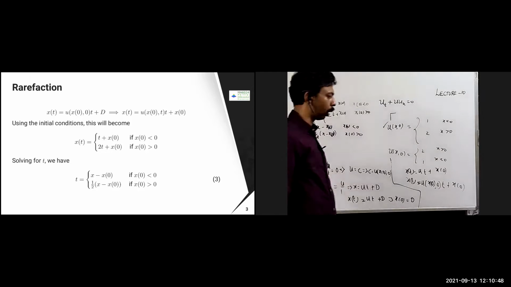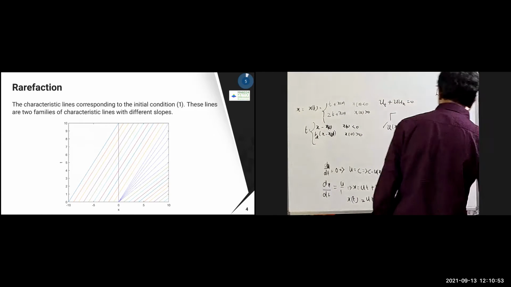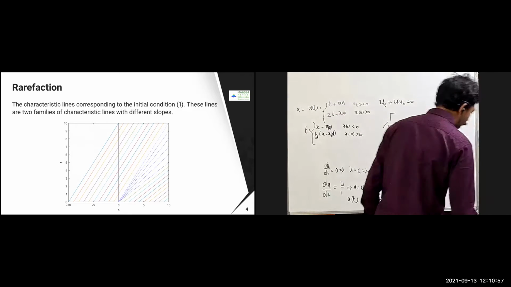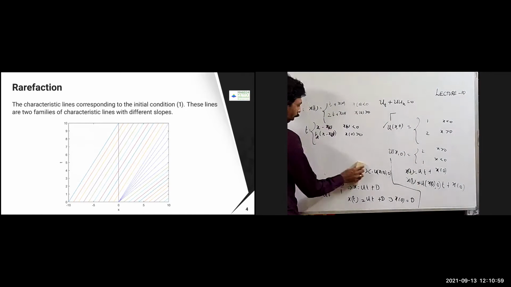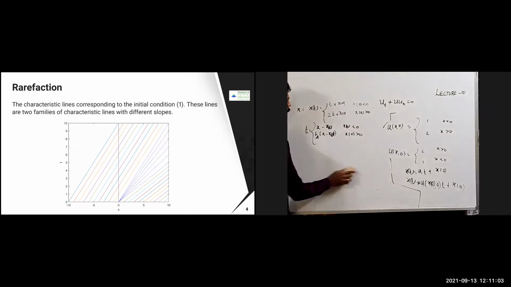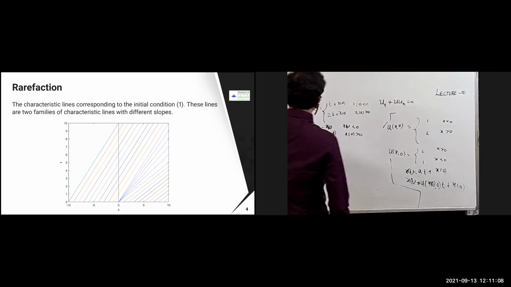So t is going to be this one. Therefore, if I plot this curve, t against x naught, what you are going to have is straight lines. This is a straight line only. Either you take this equation or this equation, both are straight lines.